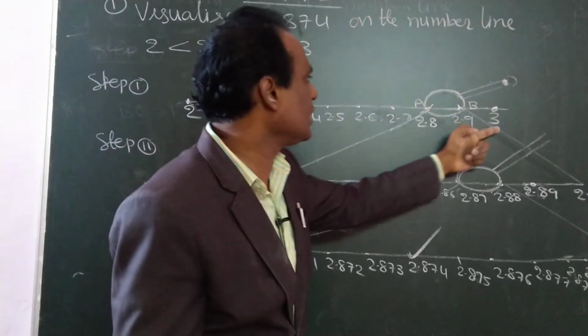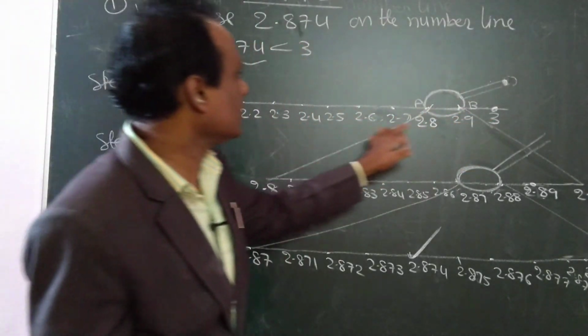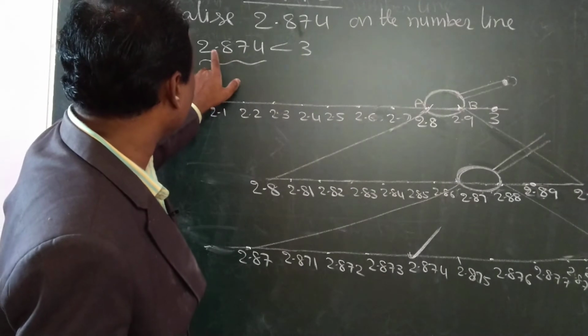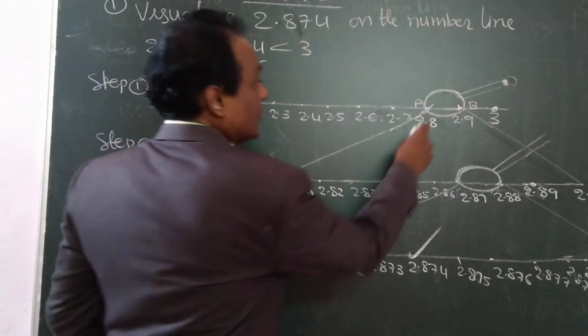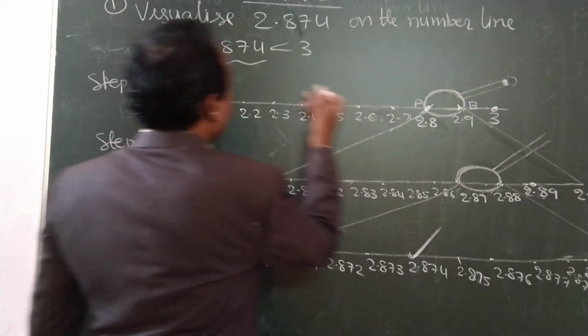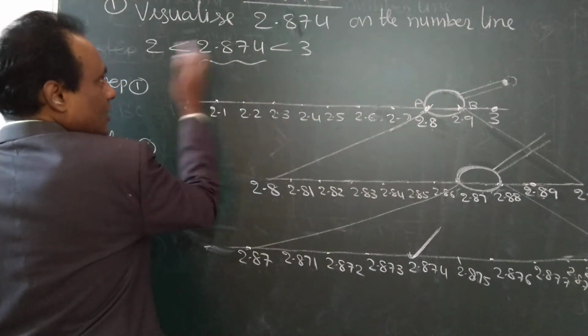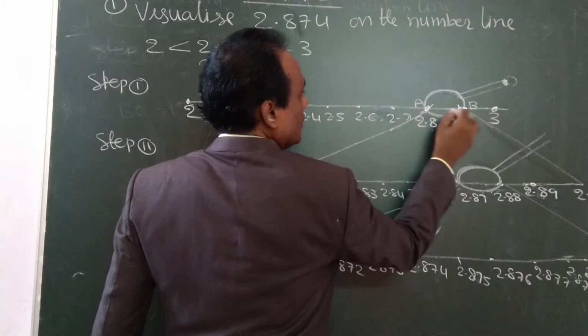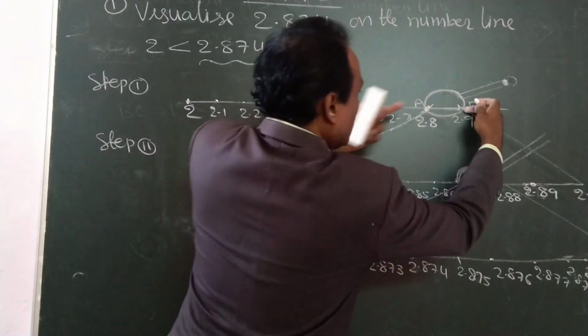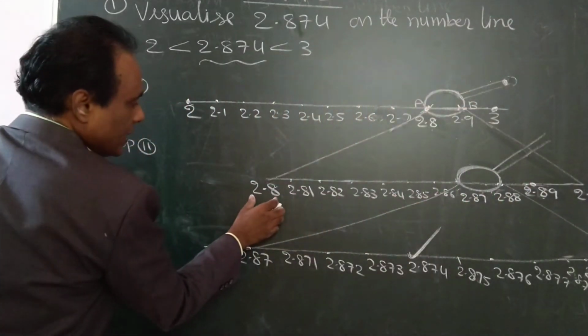Take 2 and 3. So 2.1, 2.2, like that I wrote. If you observe this, it is 2.8 something. That means it will be greater than 2.8. But it is not 2.9, so it is less than 2.9. So here, our answer will be here. I took the magnification. 2.8 here.